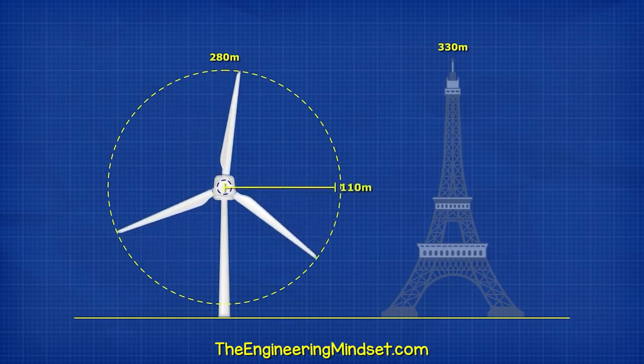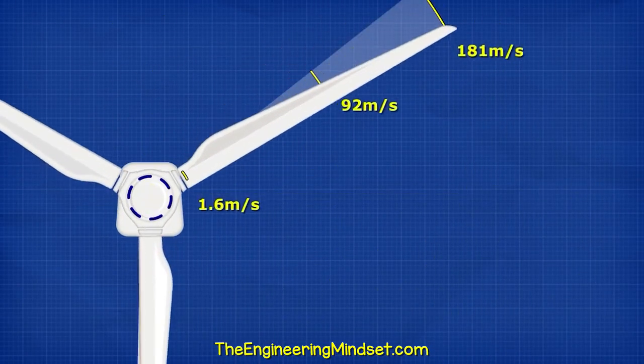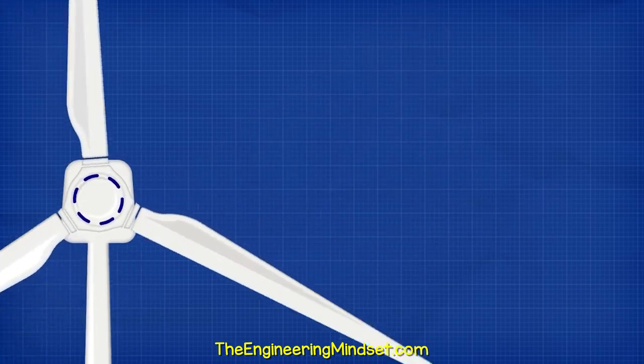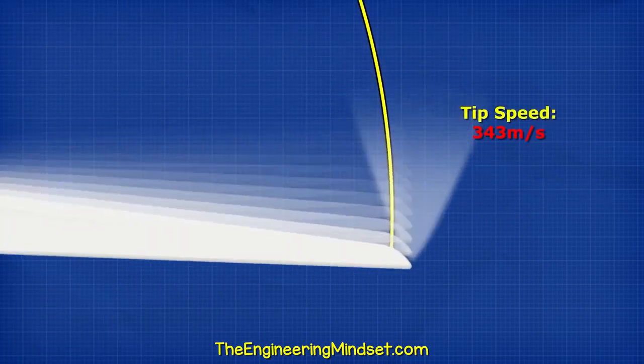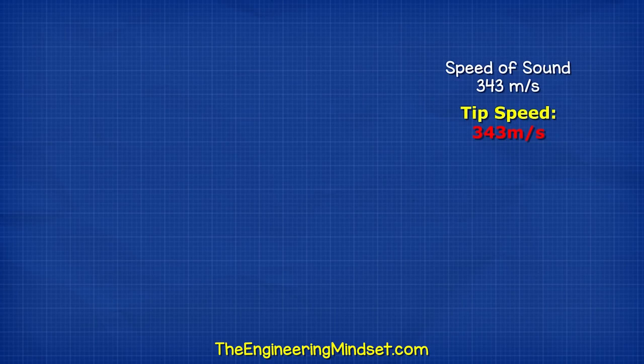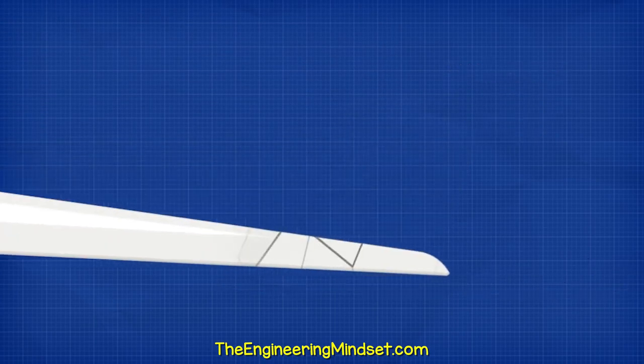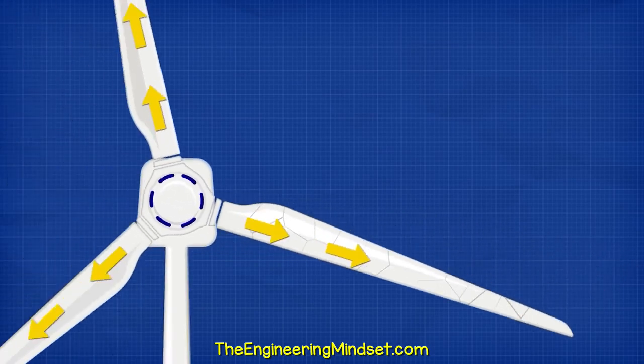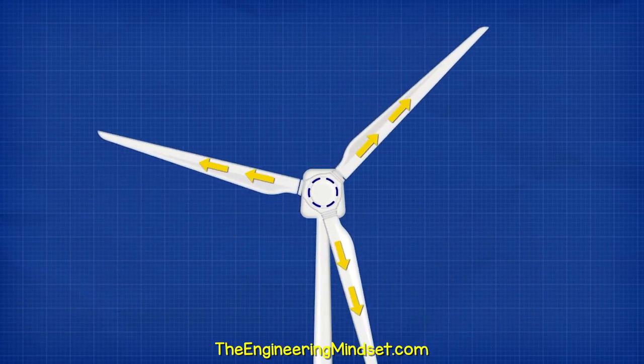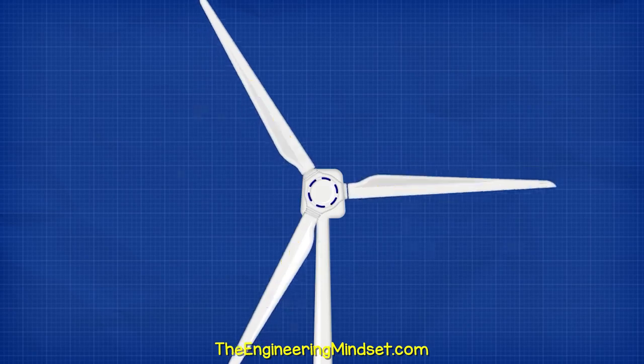The blades are very long, so the tip of the blade is traveling much faster than the hub. At a certain point, the blade tip will travel so fast they will break the sound barrier. This creates a sonic boom, and the forces will start to rip the blades apart. Even at low speeds, there's large centrifugal forces acting on the blades.